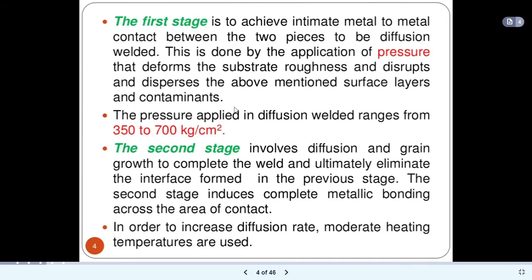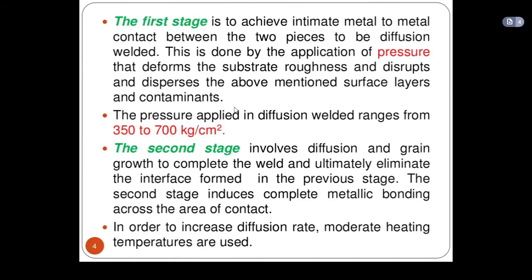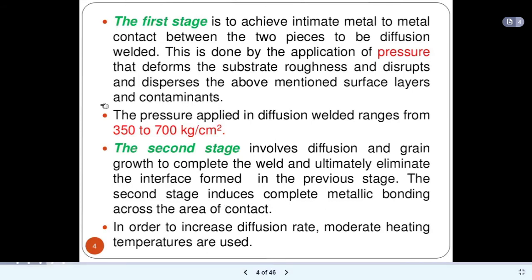The two surfaces that we want to weld together, we apply some pressure on them, and due to this pressure they come closely together. While applying pressure, we apply it in the range of 350 to 700 kg per square centimeter in diffusion welding. The second stage involves diffusion and grain growth to complete the weld and ultimately eliminate the interface formed in the previous stage.